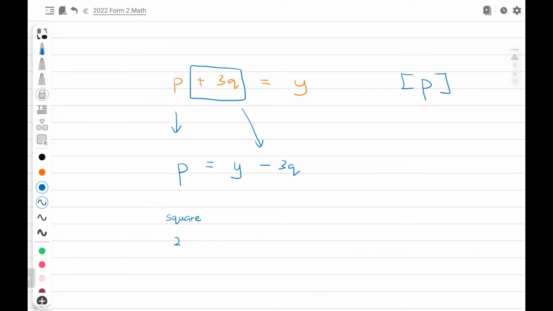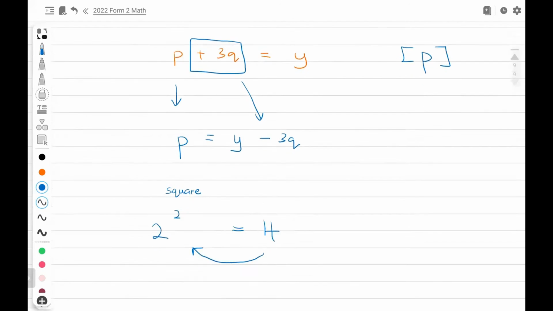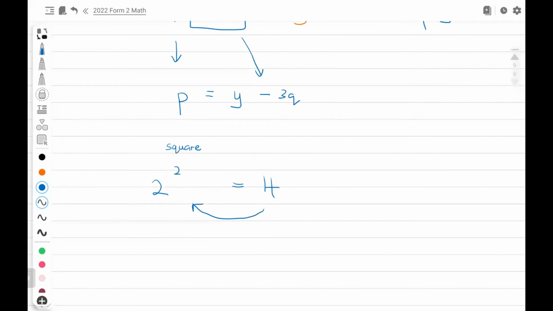Okay, if I write 2 square, antonym of 2 square is what? Let's say I want to revert back. What is the symbol you have learned? Negative 2, no. Square root, correct. Antonym of square is square root.